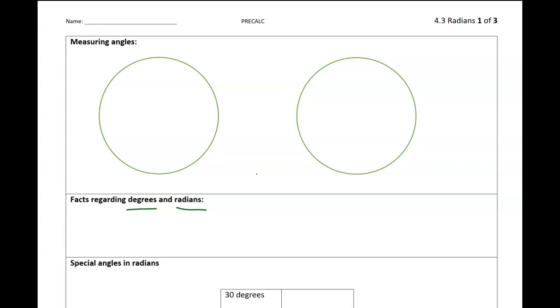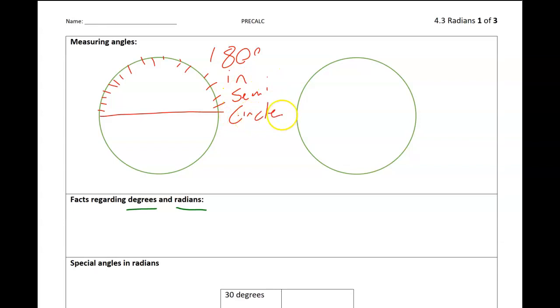Well, let's consider just half of the circle, right? So imagine if we went all the way around, and I'm not going to make all of the marks, but in degrees, there'd be 180 degrees in half the circle, right? And we're just going to consider 180 because it's a little bit easier to manage, say in a semicircle. Okay, so this is, again, for degrees.